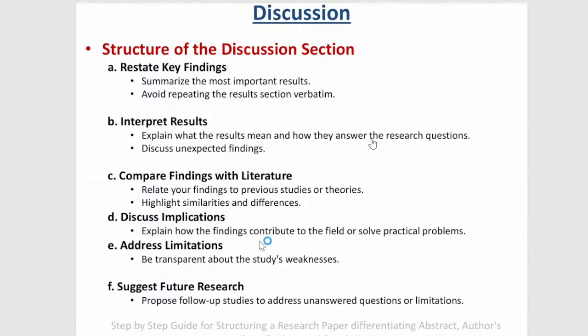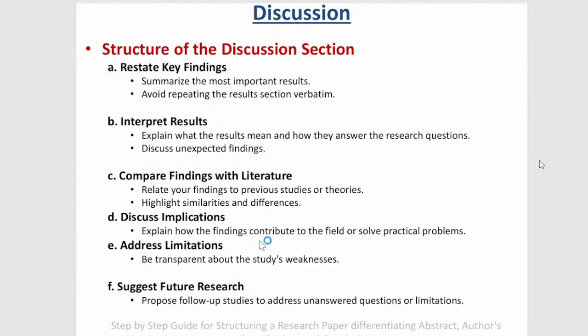When we are writing the discussion part, we have to maintain the structure of the discussion section. The structure includes, first, restating the key findings. Although we have mentioned the key findings of the paper, in the discussion section we need to summarize the most important result. We have to avoid repeating the result section verbatim. We are not here to completely repeat the result part, but we are here to summarize the most important result.